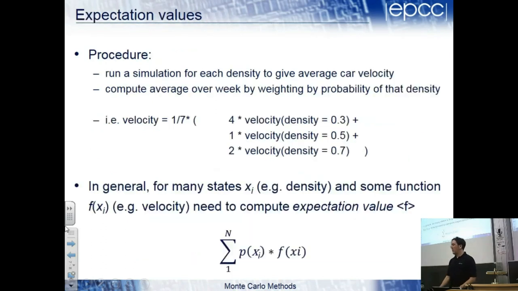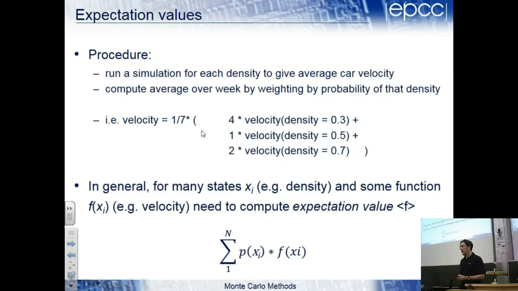So for the velocity of the week, I do 3 simulations at density 0.3, 0.5, and 0.7. But to work out the average velocity of the week, I have to multiply this one by 4, this one by 1, and this one by 2. And then I have to divide by 7. So that's showing that basically I'm doing lots of simulations, but my actual output result is a weighted average of those simulations, because each one of those simulations had a different probability. It was more likely there are 4 days where the density is 0.3, and only 1 day where the density is 0.5.